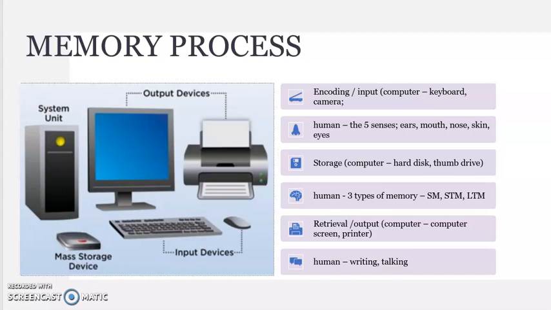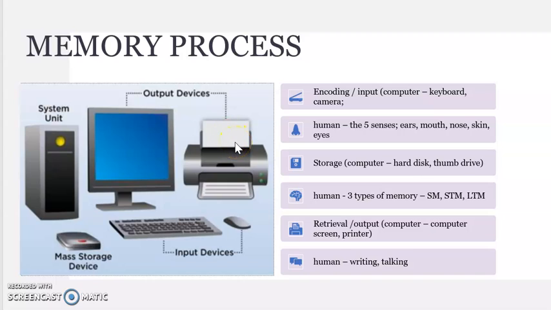Now let's proceed to the memory process. So what is memory? We store our memory in our brain, am I right? Memory is the retention of information over time, and we store all our memory in our brain, just like computer software. In a computer, we have the system unit, output devices, which are the computer screen and printer, input devices, and mass storage devices.